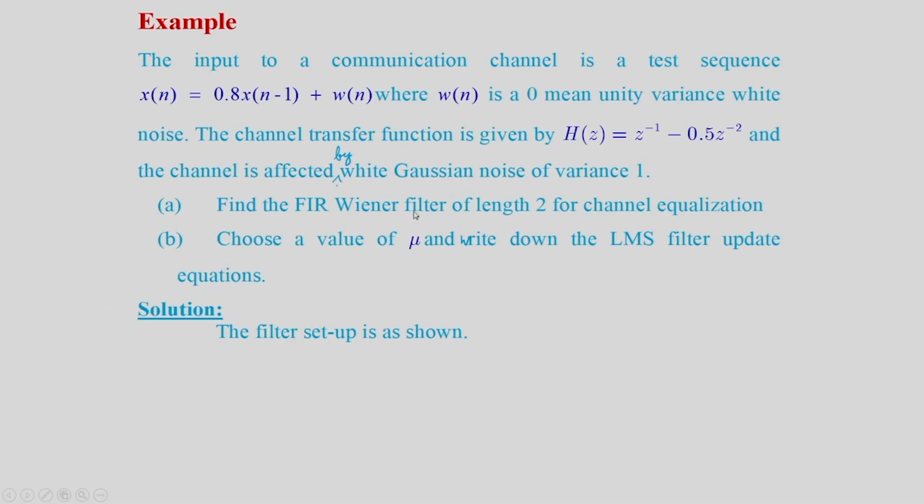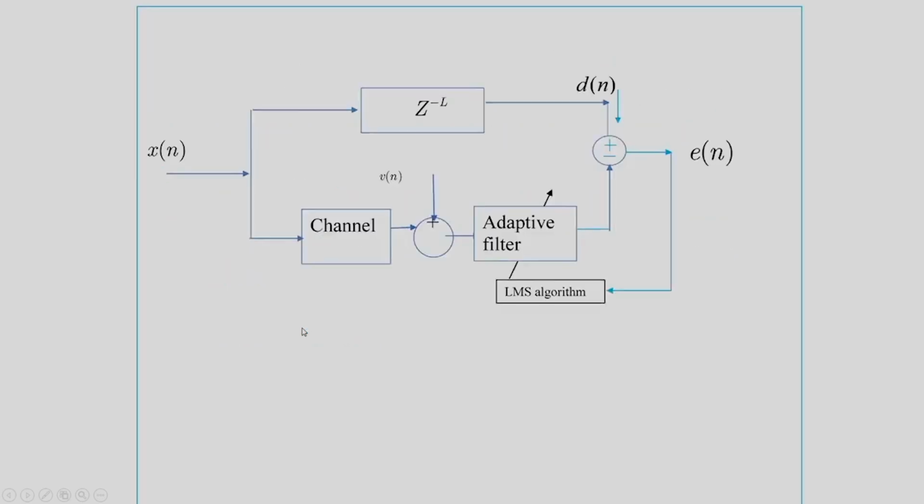Find the FIR Wiener filter of length 2 for channel equalization. Choose a value of mu and write down the LMS filter update equations. First, we will show the filter setup. The filter setup is like this.